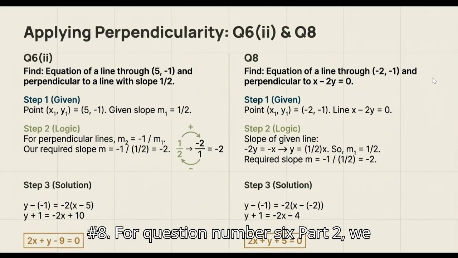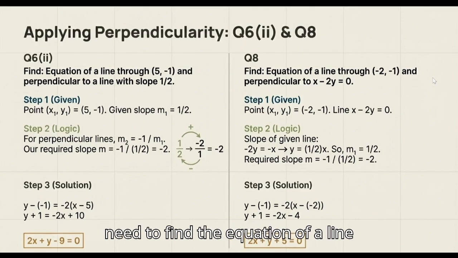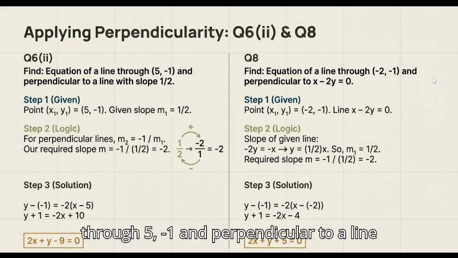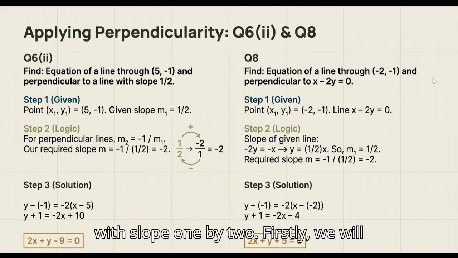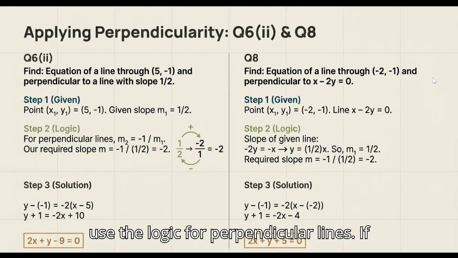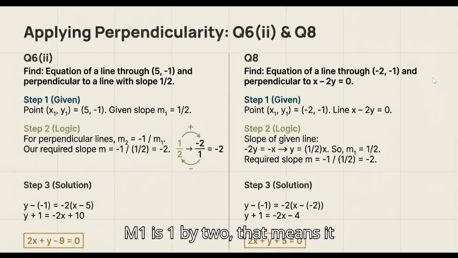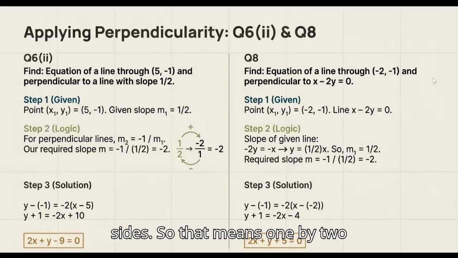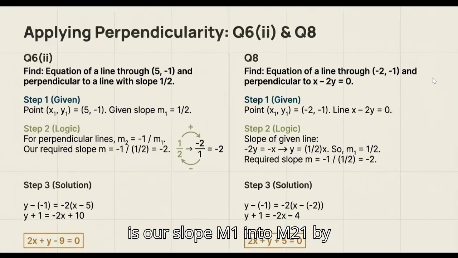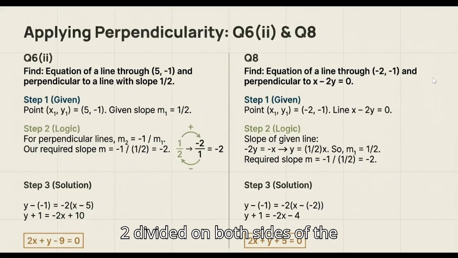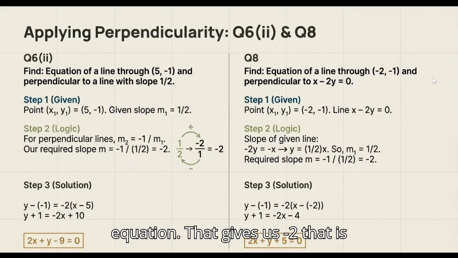For question number 6 part 2, we need to find the equation of a line through 5, -1 and perpendicular to a line with slope 1 by 2. Firstly, we will use the logic for perpendicular lines. If m1 is 1 by 2, then m1 into m2 is equal to -1, so we divide -1 by 1 by 2 on both sides, and that gives us -2. That is our slope. And here we have our coordinate.